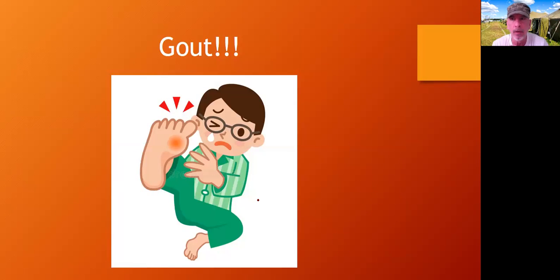Before we go on to gout, are there any questions on osteoarthritis? I think I'm doing good for time, trying to keep these down to about a half hour. I have a question. Sure. When my mother, I think she had arthritis, the doctor injected some sort of fluid in her knees. What are those?